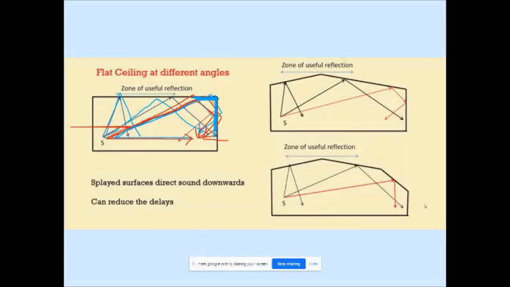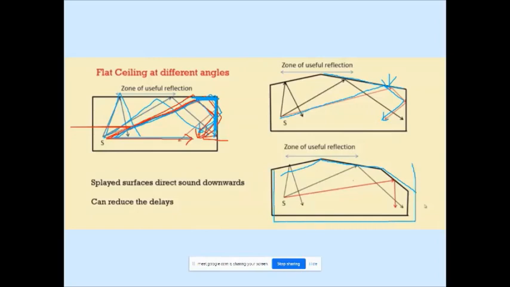So that this reflected path will get weakened, or we can splay the roof like this. If we reduce the height, or if we try to reduce this reflected path, the delayed reflection, then we can achieve the desirable reflected sound. Or we can do some kind of undulation. If this is the top floor, there will not be any issue to make the roof like this.